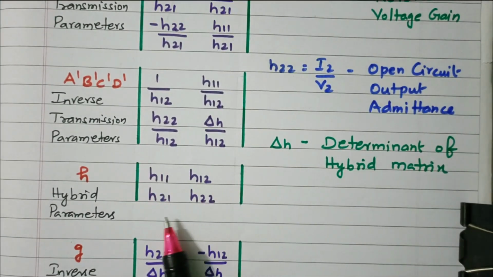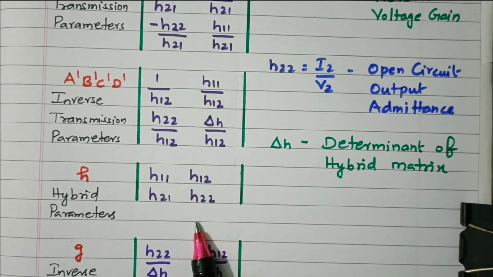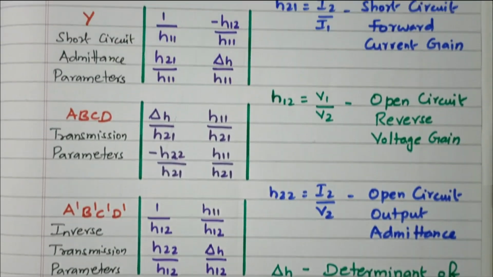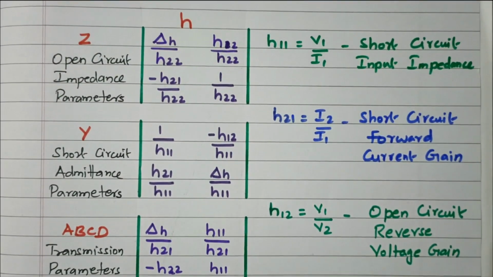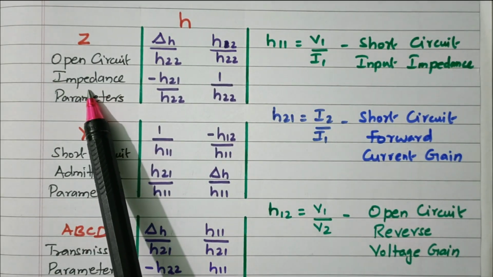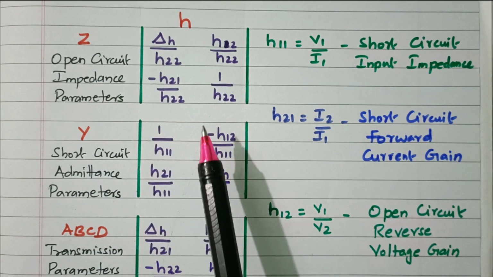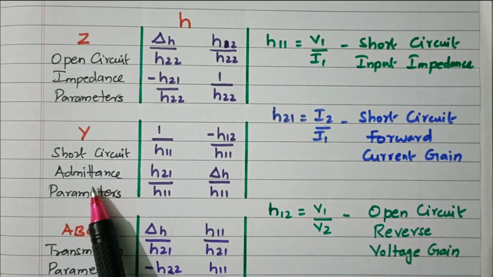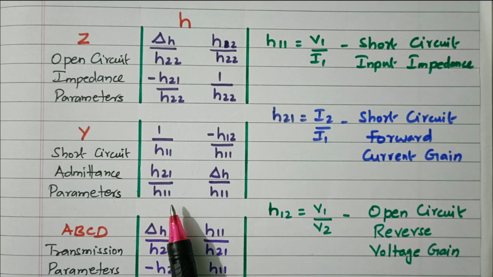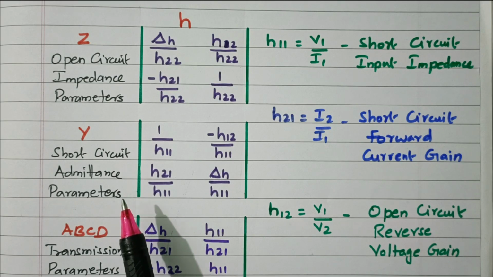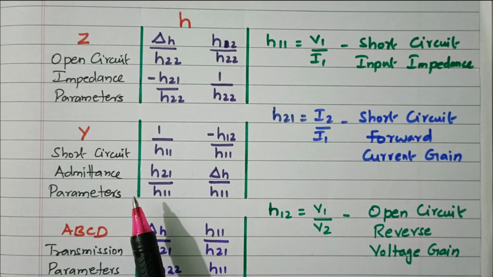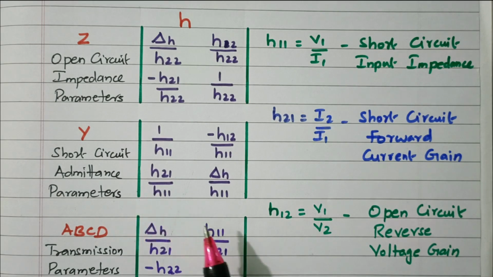H11, H12, H21 and H22. Why is it called hybrid parameter? Normally in a Z parameter, the voltage is expressed in terms of current. In Y parameter, current is expressed in terms of voltage. In hybrid both are available. Current and voltage are expressed, that is V1 and I2, input voltage and output current, are expressed in terms of V2 and I1, output voltage and input current.